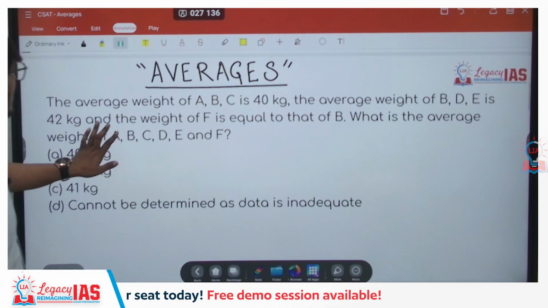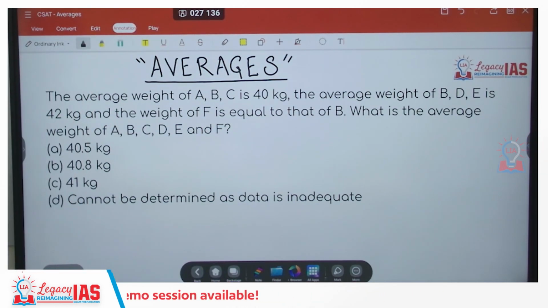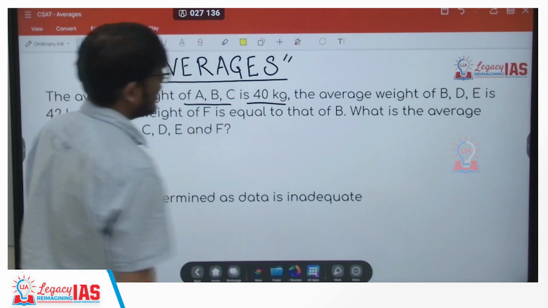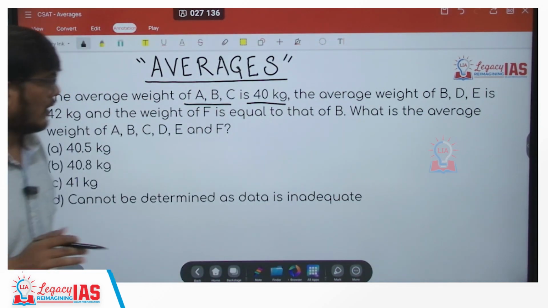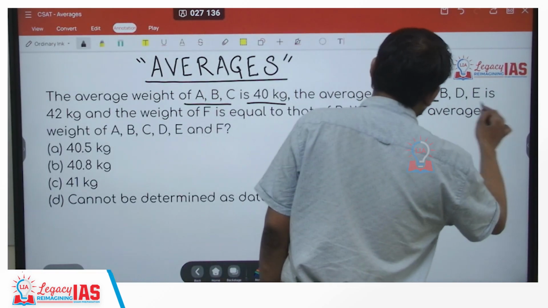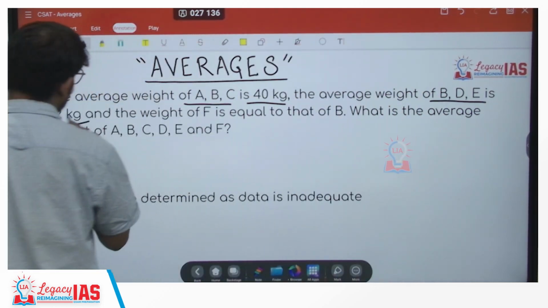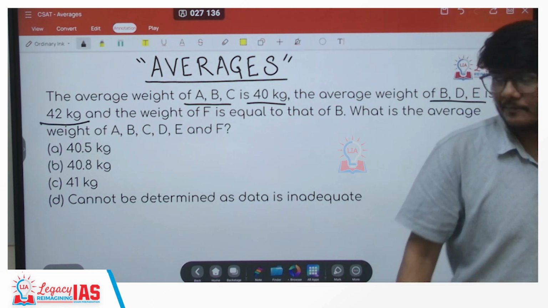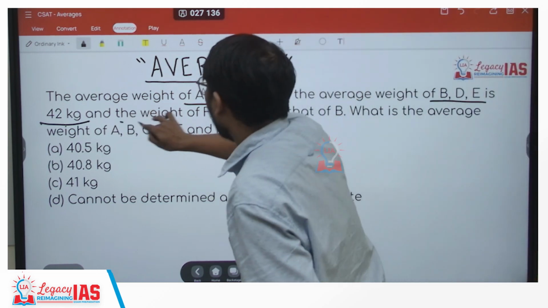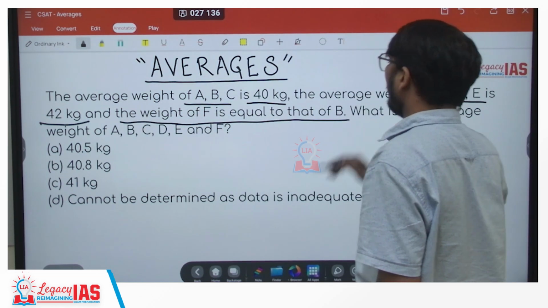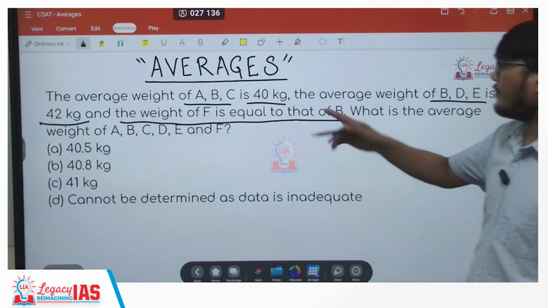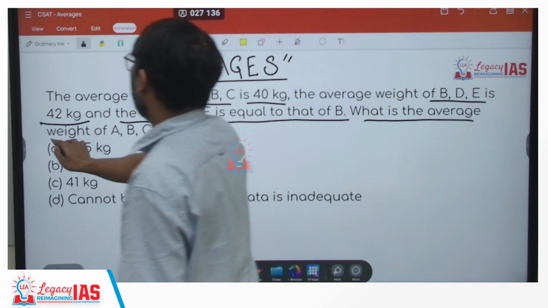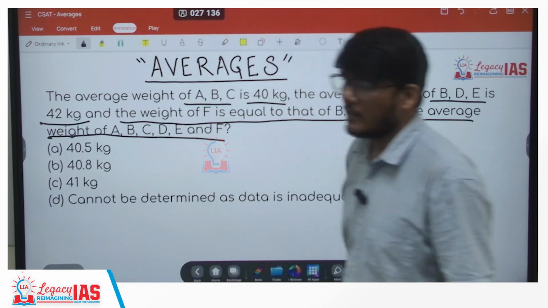Sure. So here's the first question. The average weight of ABC is 40 kgs. Average weight is given. The average weight of BDE is 42 kgs. So ABC is given, BDE's average is given. The weight of F is equal to the weight of B. So F and B weight is equal. What is the average weight of A, B, C, D, E, F?